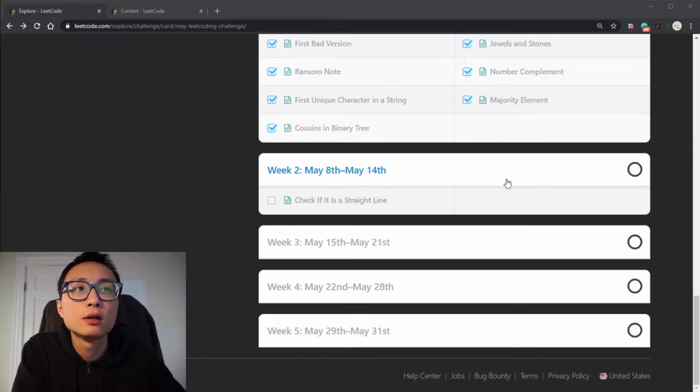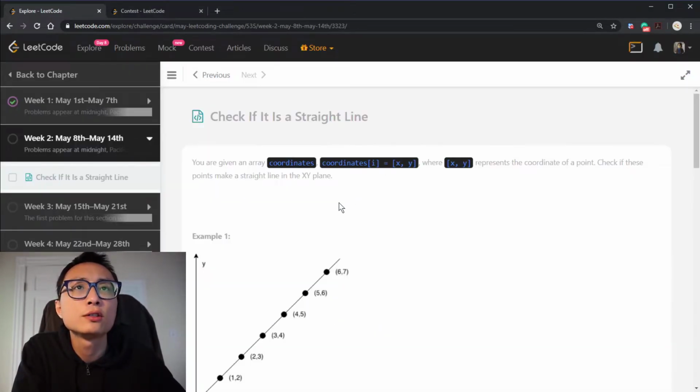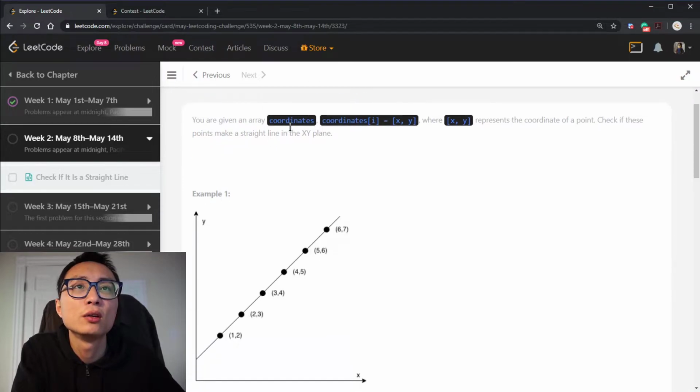Hey, hello there. So let's try to solve today's LeetCode challenge question. It's called Check If It Is a Straight Line. So we have an array of coordinates. The coordinates on this array are a tuple of two things, x and y. The x and y values represent a point on the 2D plane, and we want to determine if all these points make a straight line.